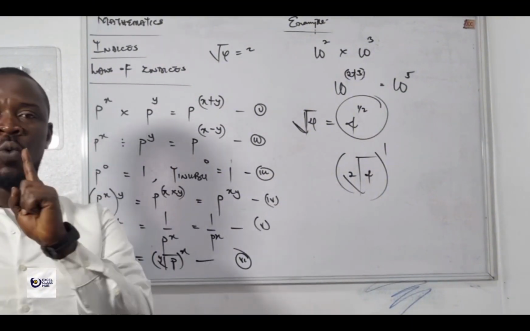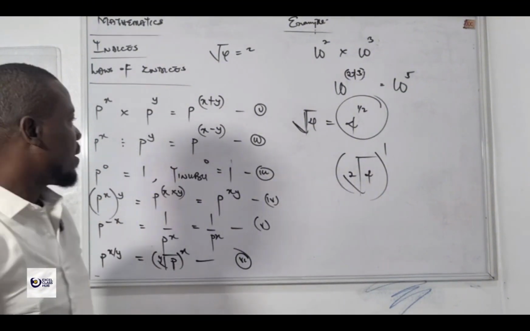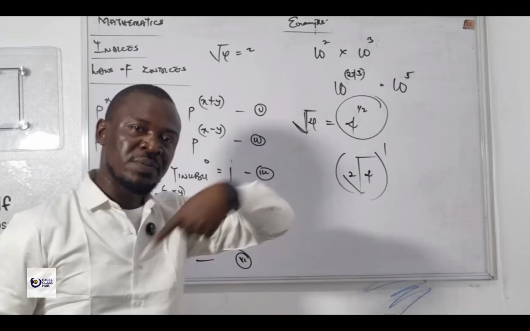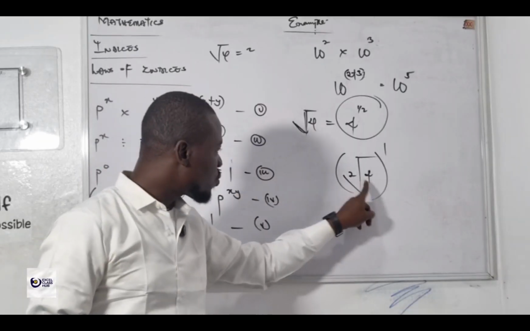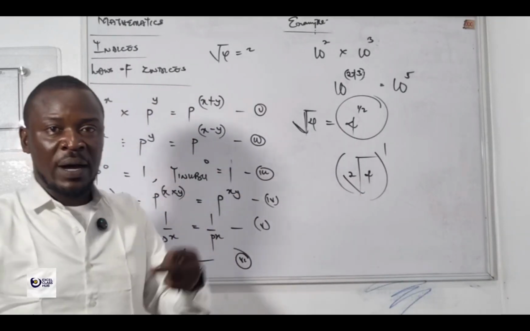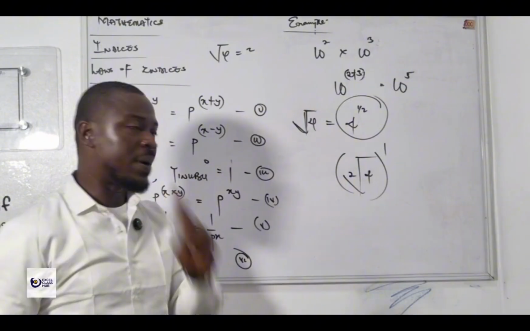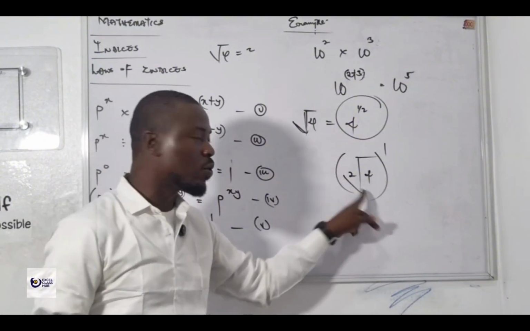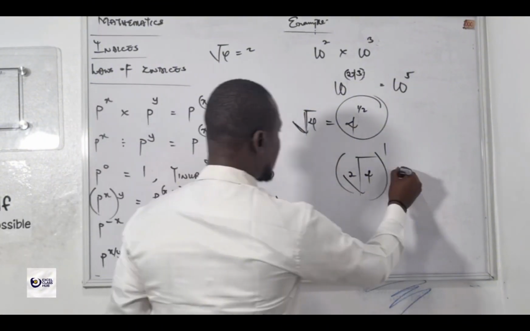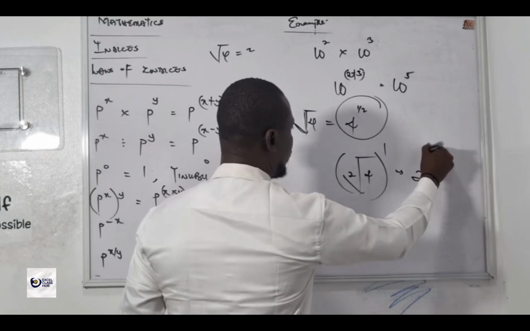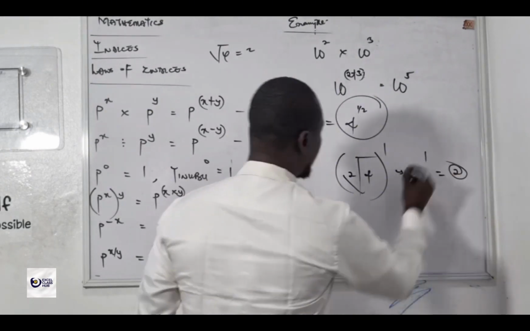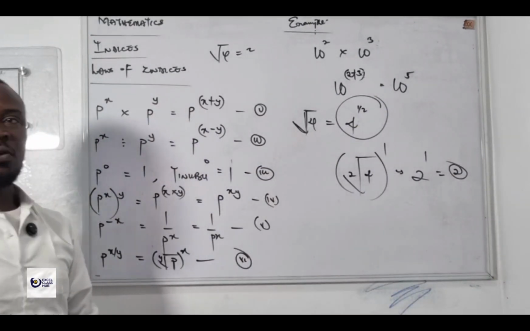So you look for just one number that if that number multiplies itself 2 times, it will give you 4. What is that number? 2. 2 is the only number that will multiply itself 2 times that will give you 4. So all these things here will change to 2. I have 1, so 2 raised to 1 is 2. So that is why the square root of 4 is 2.